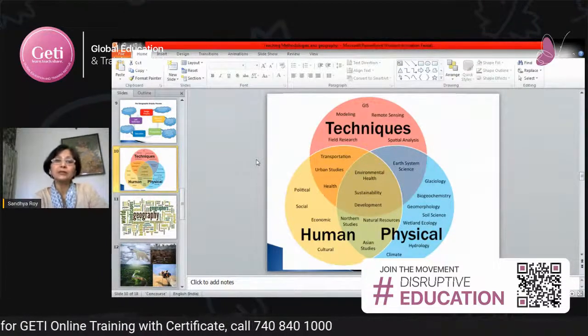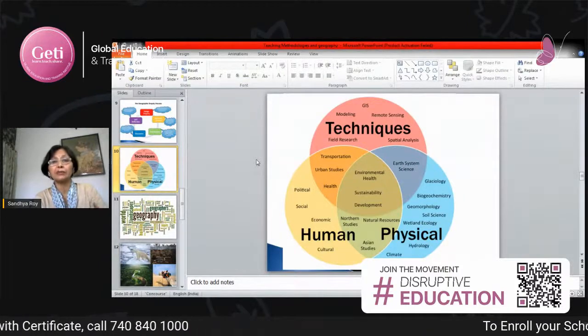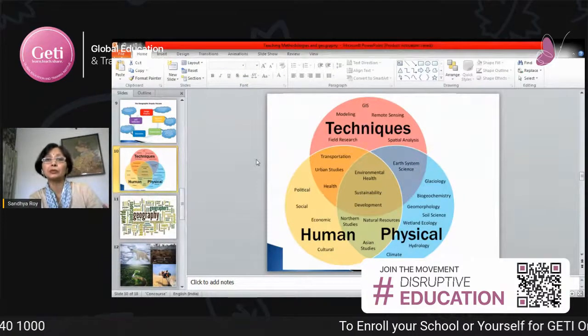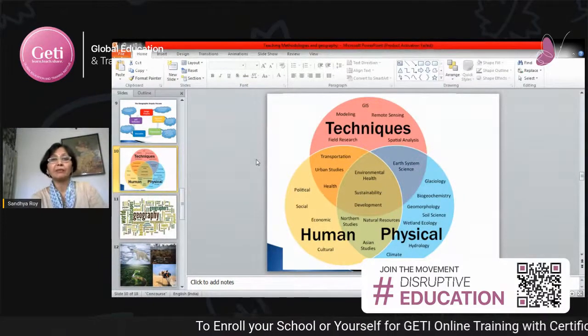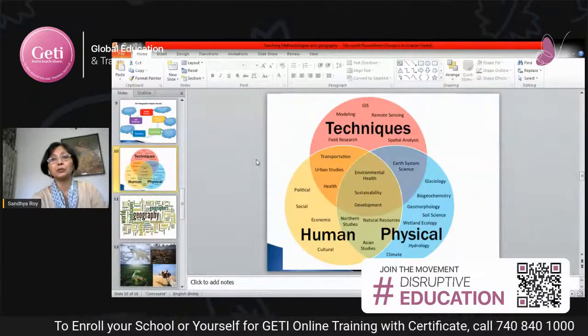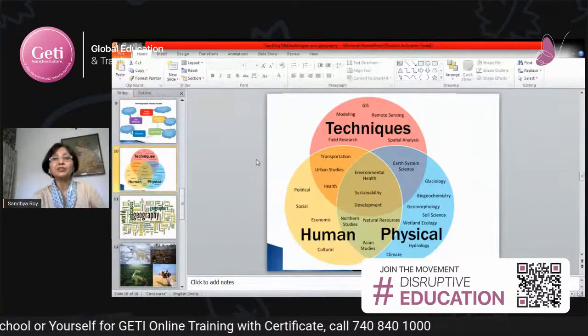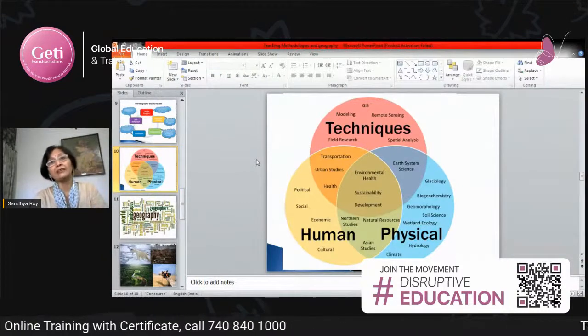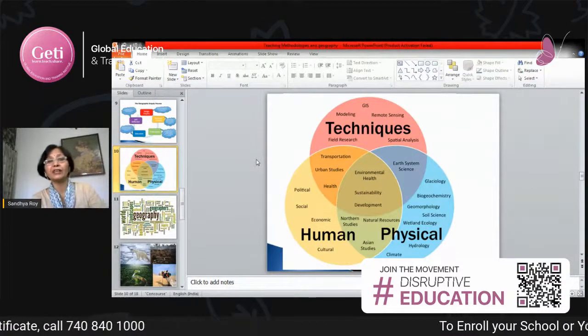We have to see the human is the best resource for the environment. The human beings have been considered as the best resource. Everything which is there in our environment, we are making it as a resource. So human beings become the biggest resource. Then how we can apply the different types of techniques.